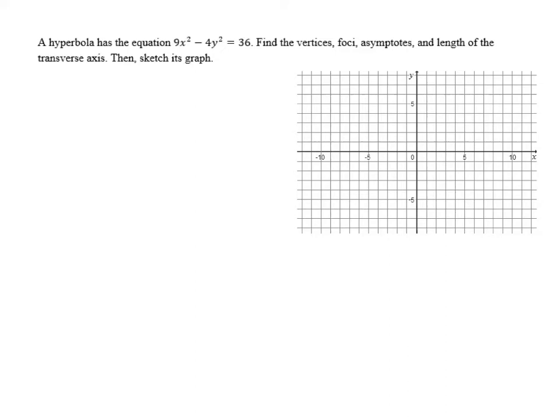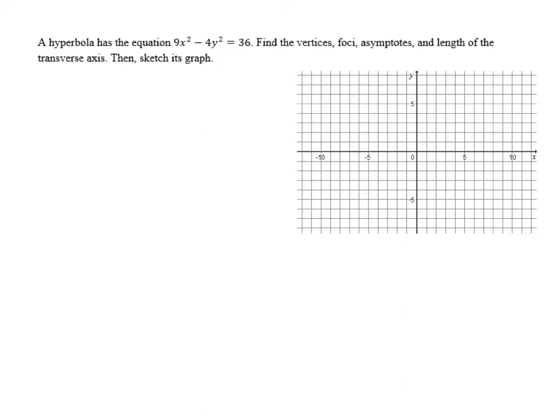A hyperbola has the equation 9x squared minus 4y squared equals 36. Find the vertices, foci, asymptotes, and length of the transverse axis, then sketch the graph. Again, I want to focus on the graph. The other things we're only looking at because some of the online problems ask for them to be written out.